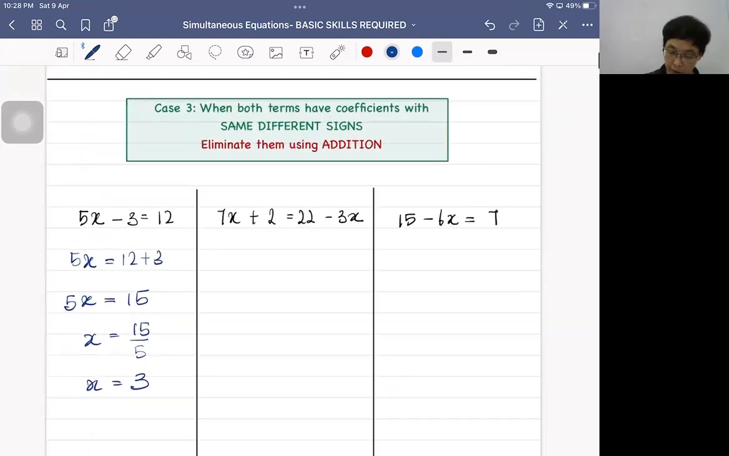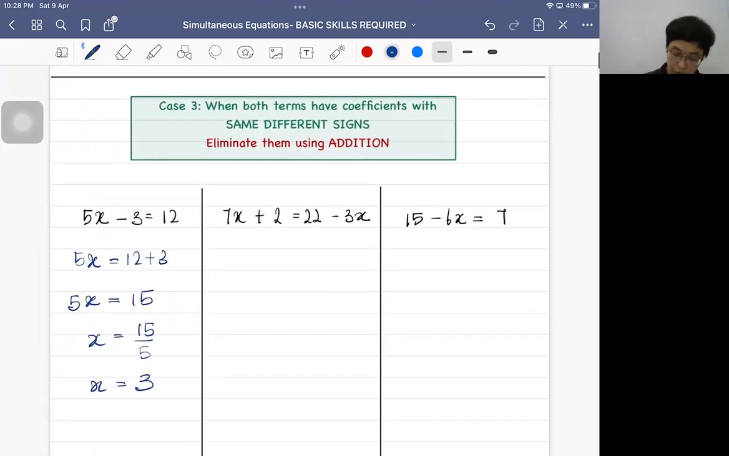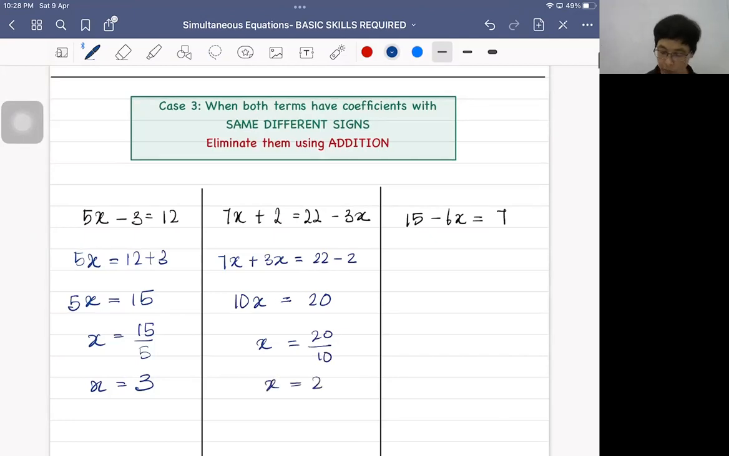How about here? So you again shift all the unknowns to the left hand side, 7x, then move the 3x, plus 3x both sides, and this is what you get. Okay, then you got 22 minus 2. Then over here you got 10x. Then here you got 20x, 20 over 10. Nice and easy, you got 2.